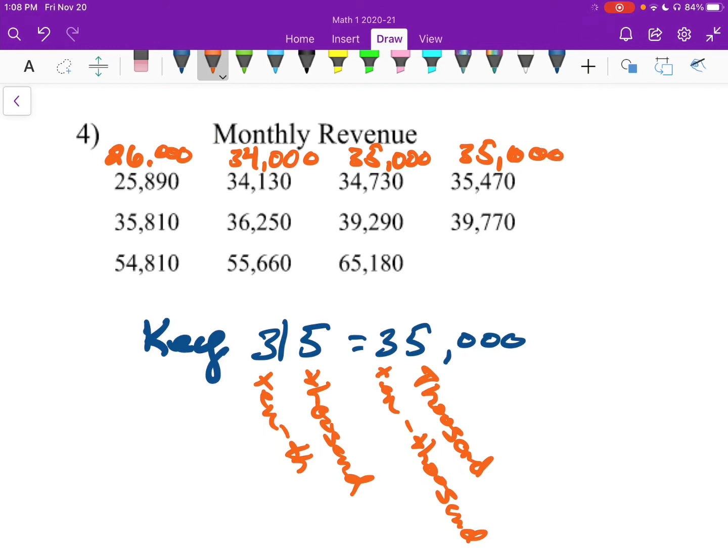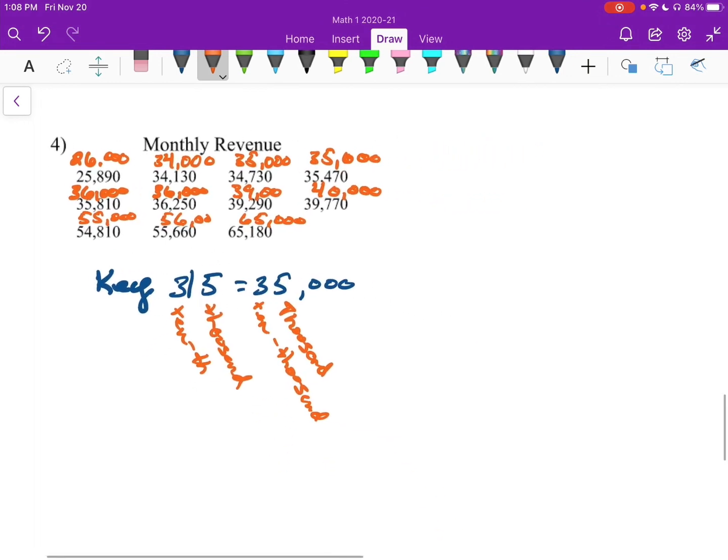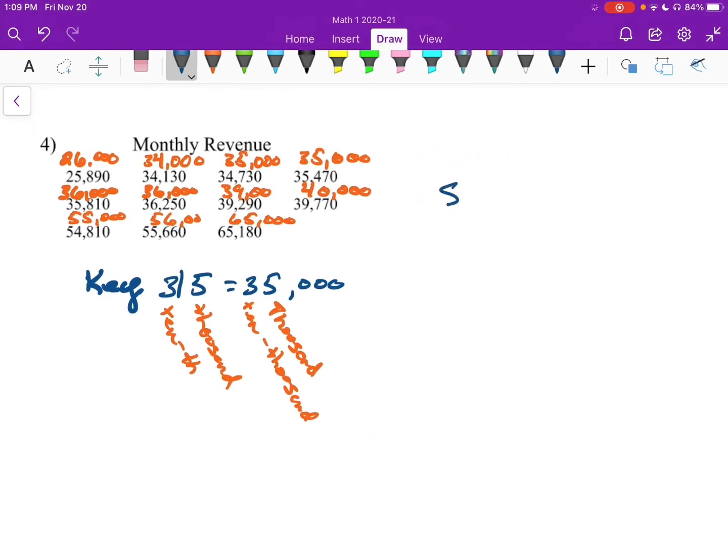Round down to that one. 35,800 will round up to 36,000. 36,200 will round down to 36,000. 39,000. And this one will round up to 40,000. 55,000. 56,000. And 65,000. All right. Now we have our data, so I can draw my chart.